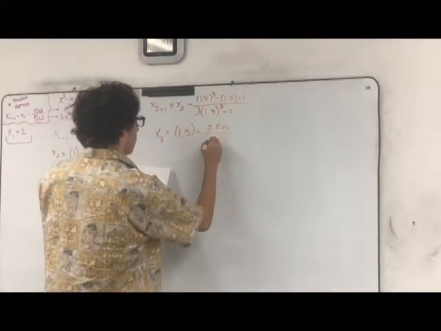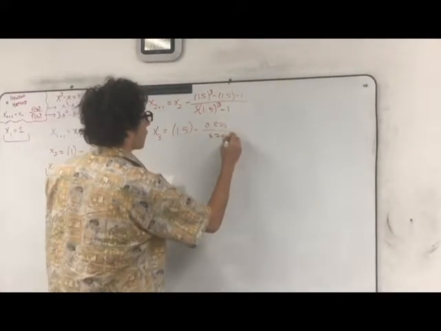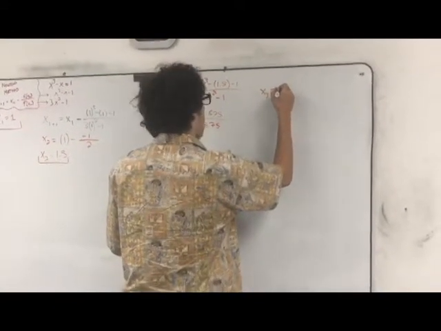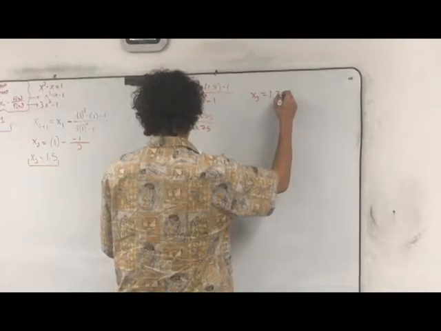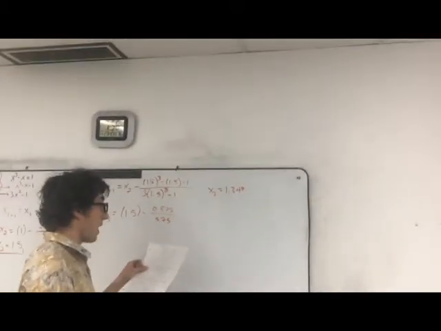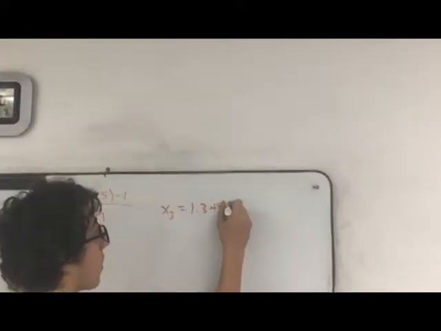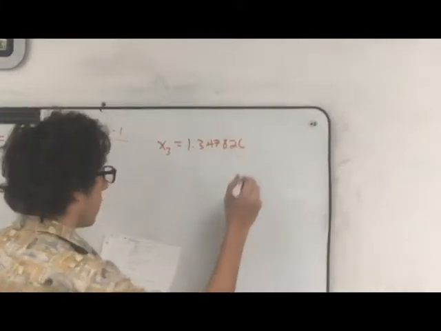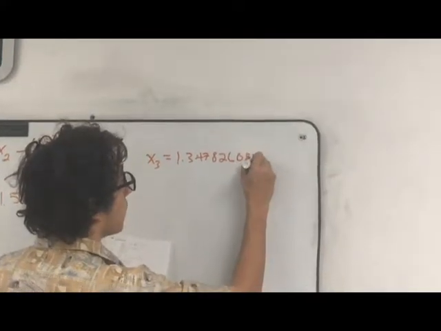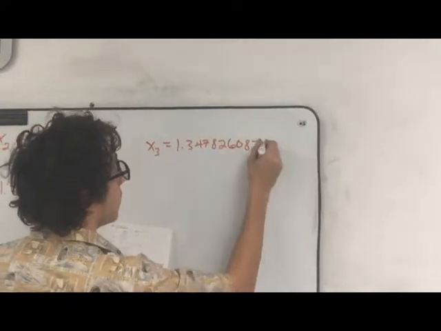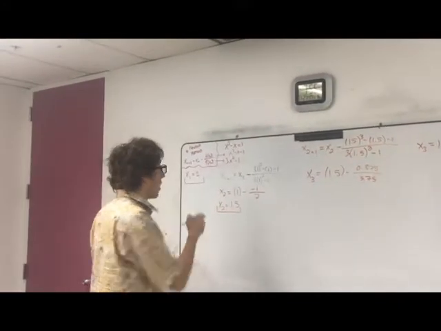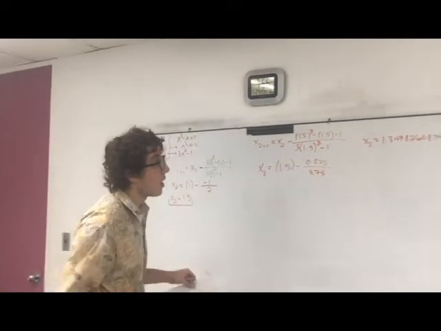over 5.75. x of 3 ends up being 1.347826 0.870. So as you can see, it's a bit different from x of 2.